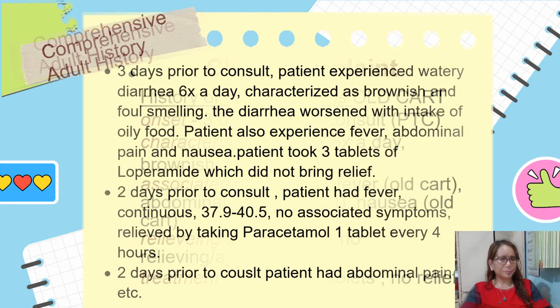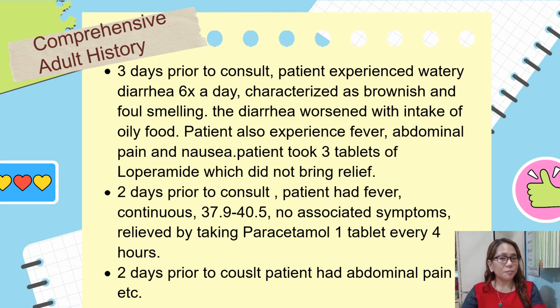Okay. So from the data gathered in the previous slides, this is how you will state your history of present illness. Okay, state natin into paragraph form. 3 days prior to consult, the patient experienced watery diarrhea 6 times a day, characterized as brownish and foul-smelling. The diarrhea worsened with intake of oily food. Yun yung aggravating factors. The patient also experienced fever, abdominal pain, and nausea. The patient took 3 tablets of loperamide, which did not bring relief.